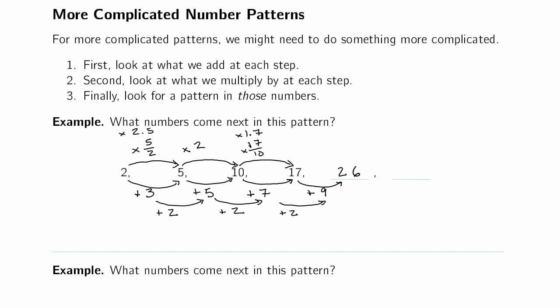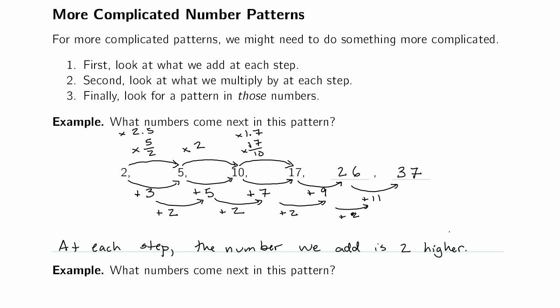That's 26. And then 2 more than 9 is 11. I'm going to add 11 to my 26. That's 37. How should we describe this? At each step, the number we add is 2 higher, maybe. So at the next step, we would add 13, and then 15, and then 17, and so on. Okay, we know what that pattern is.